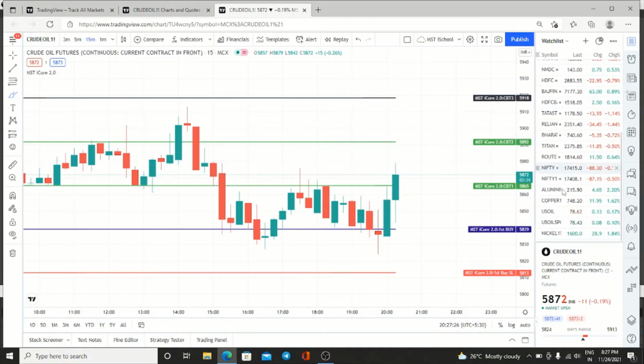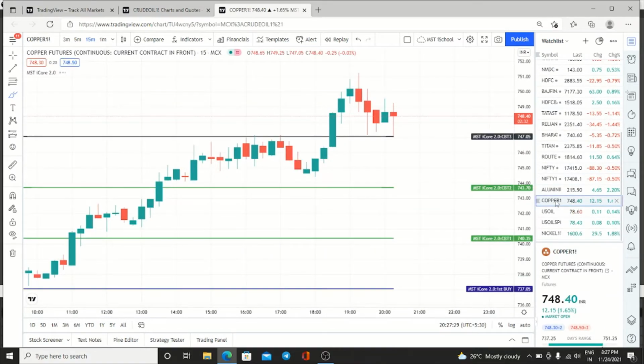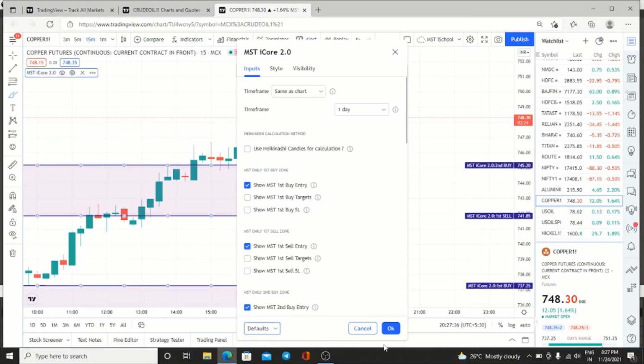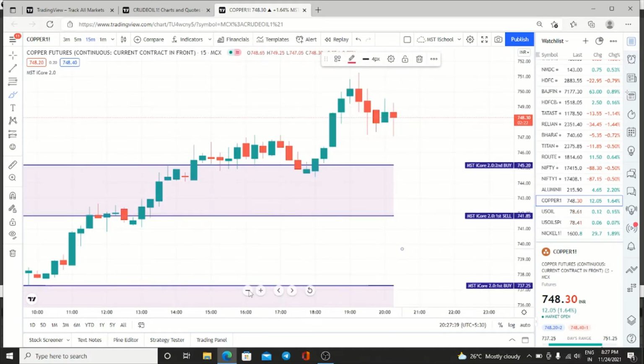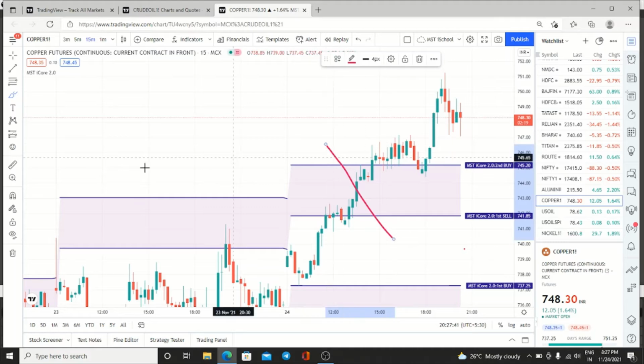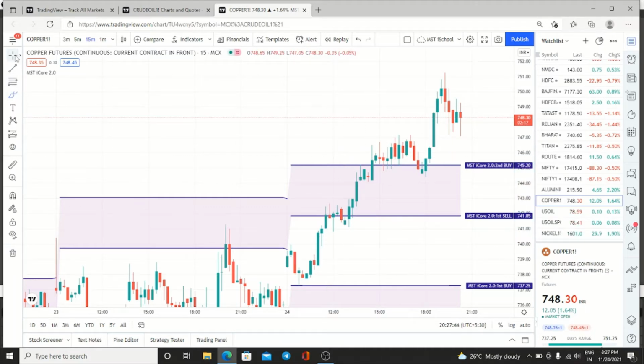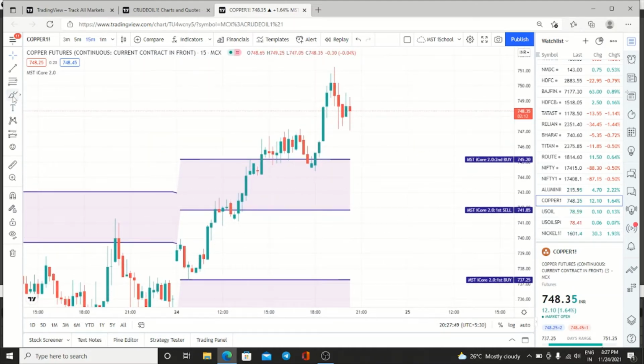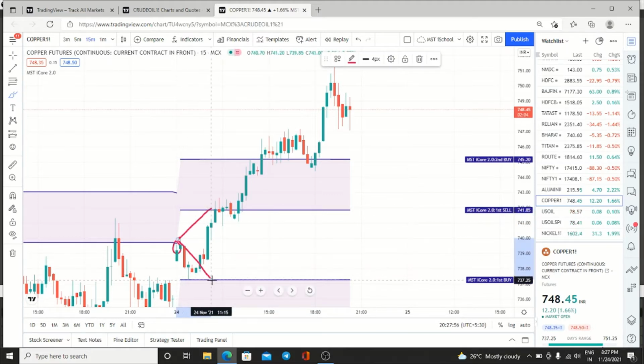For example, I will show you copper. Initially, we have to keep the default settings. See here, the market has opened here. So we have to wait to see whether the market reaches the sell side first or the buy side first. Whichever side gets activated, on that side only we have to trade. The other side we have to ignore. This is the static rule.